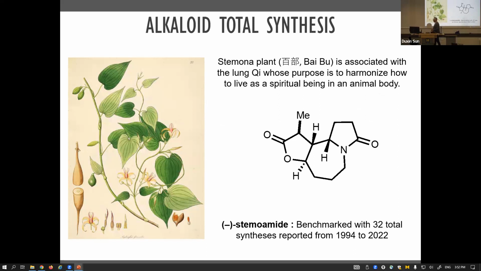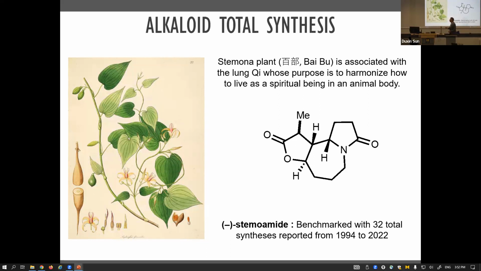And I just want to quickly close with our recent entry in multi-step synthesis, where we were interested in this particular natural product that comes out of the stemona plant, which has been used for lung health in Chinese traditional medicine for about 300 years or more. And the interesting thing is that this molecule had been synthesized 32 times before. And so there was a large history to how this molecule had been made.